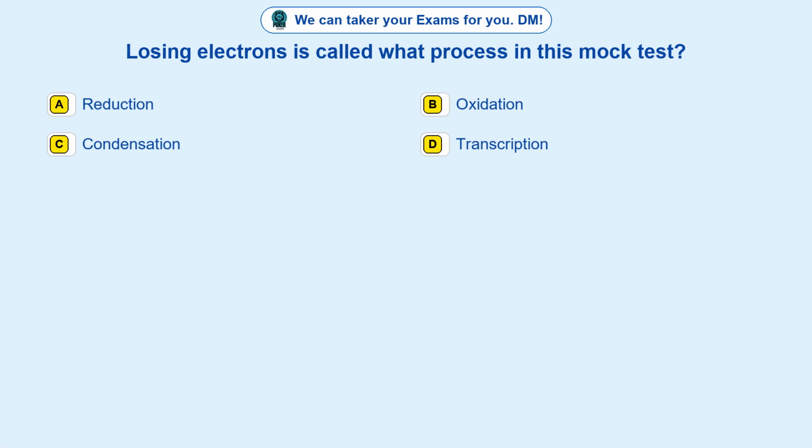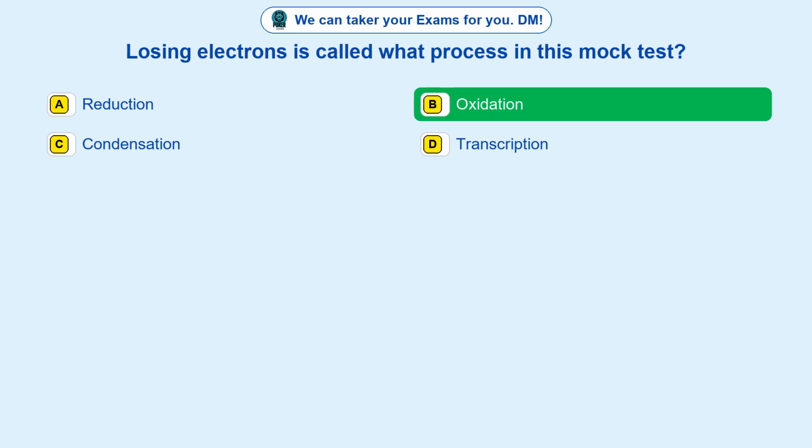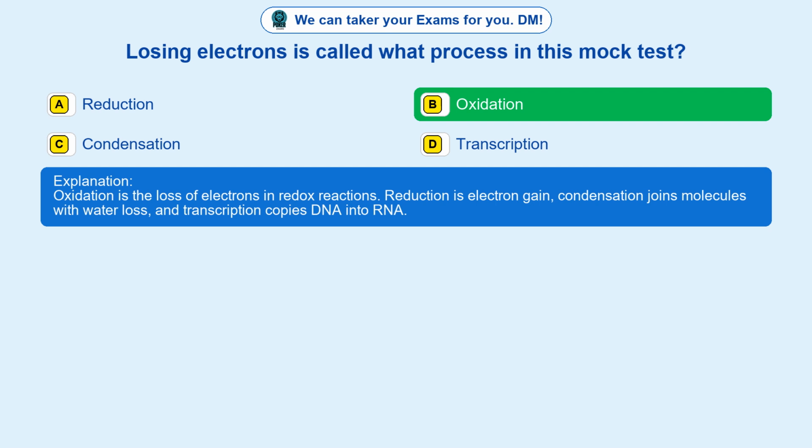Question 43. Losing electrons is called what process in this mock test? Option A, reduction. Option B, oxidation. Option C, condensation. Option D, transcription. The correct answer is option B, oxidation. Oxidation is the loss of electrons in redox reactions. Reduction is electron gain, condensation joins molecules with water loss, and transcription copies DNA into RNA.